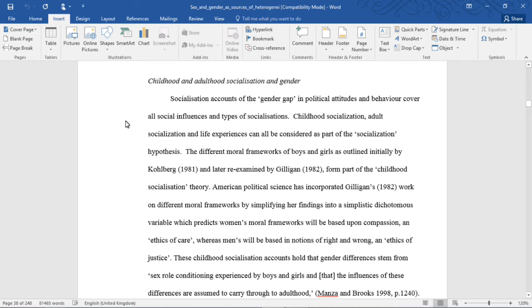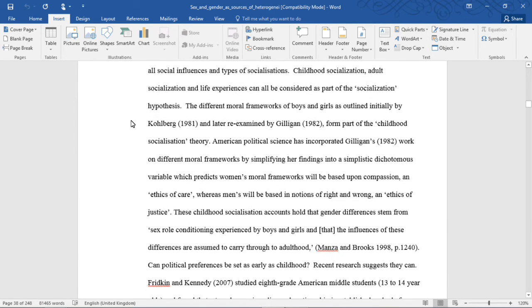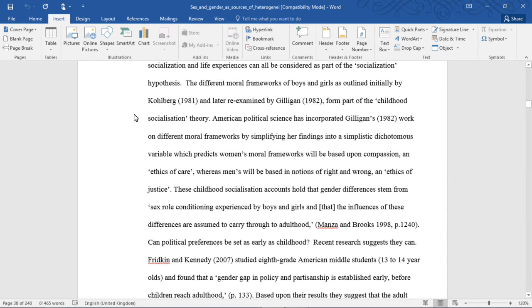Childhood and adulthood socialization and gender. Socialization accounts of the gender gap in political attitudes and behavior cover all social influences and types of socialization. Childhood socialization, adult socialization, and life experiences can all be considered as part of the socialization hypothesis. The different moral framework of boys and girls, as outlined initially by Kohlberg and later re-examined by Gilligan, form part of the childhood socialization theory.